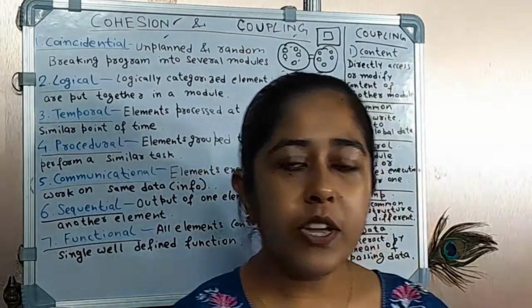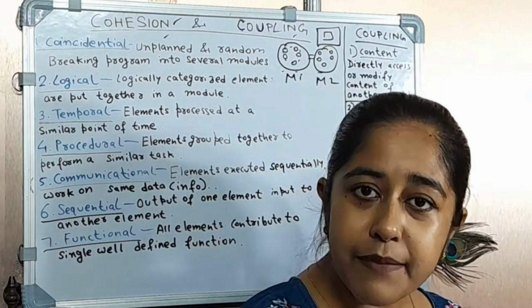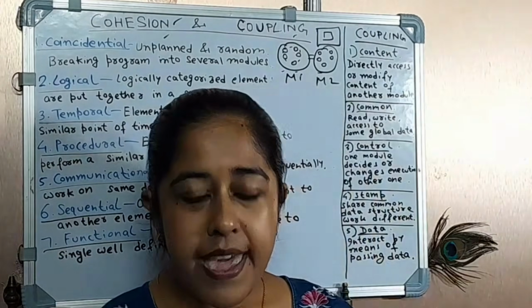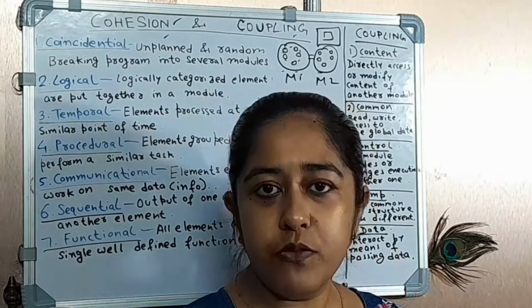Clear? Cohesion is the interdependability between the elements of a particular module, and coupling is the interdependability between two particular modules.